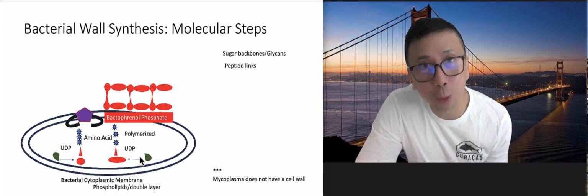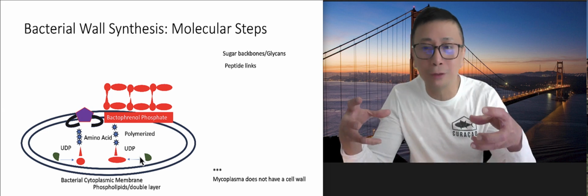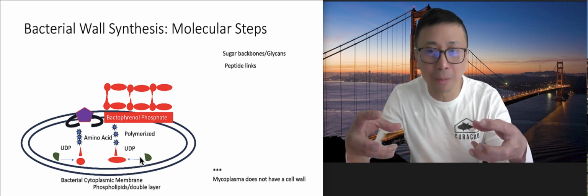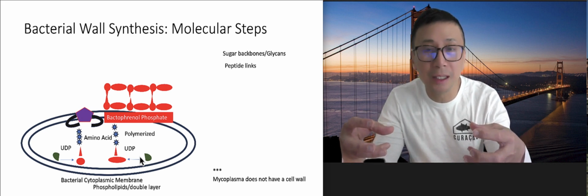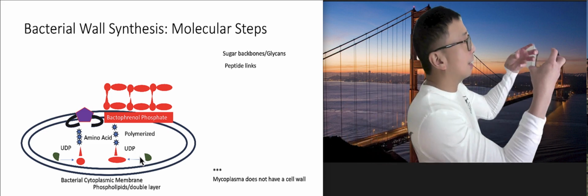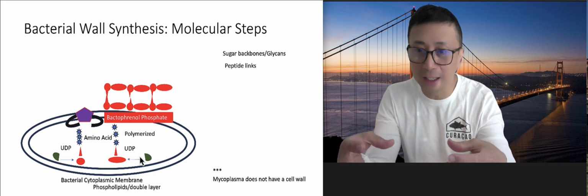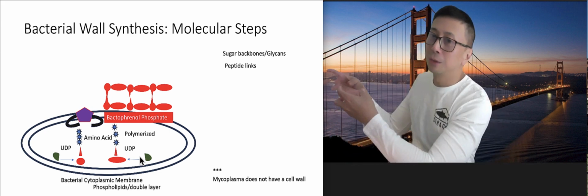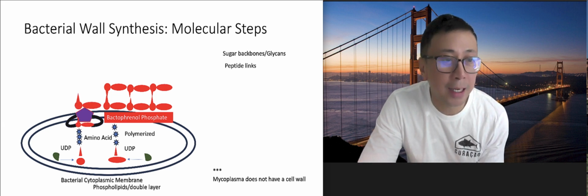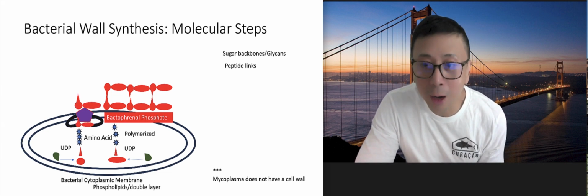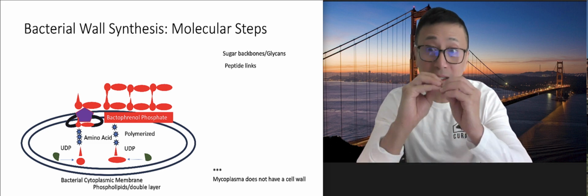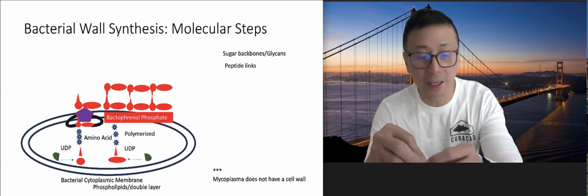That is a transporter, right? It was just built to hold onto the NAM and the NAG and the peptide, removing the uridine diphosphate. What it does is it will transport it outside, taking it from the inside to the outside. So that is what's going to happen. Okay. So there you go. So now the sugar backbone is outside the membrane, the cytoplasmic membrane.